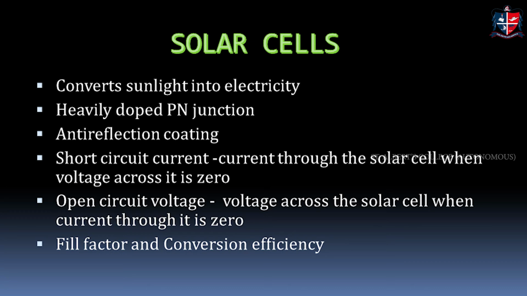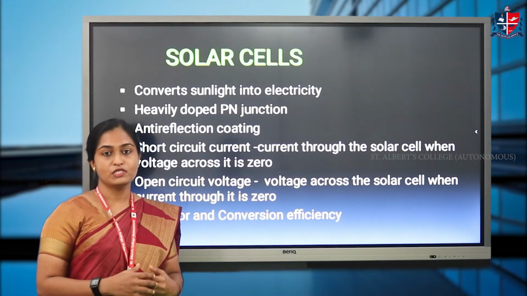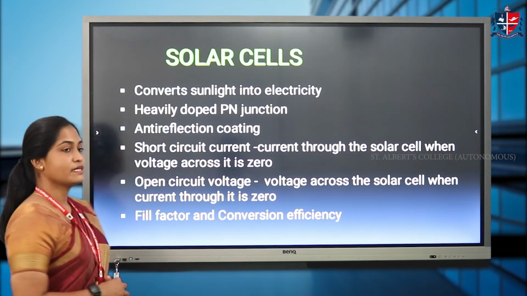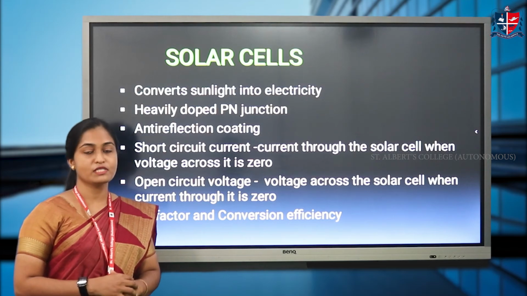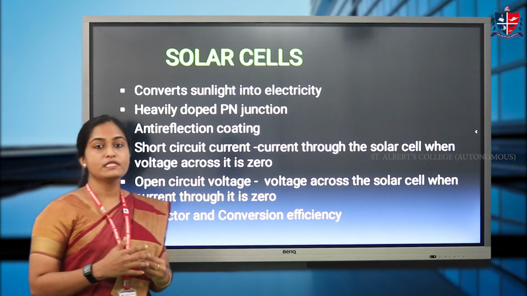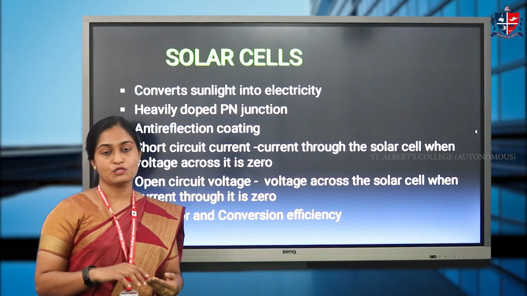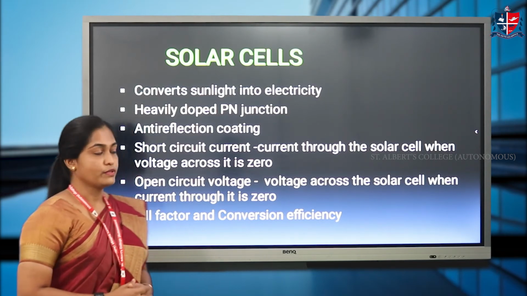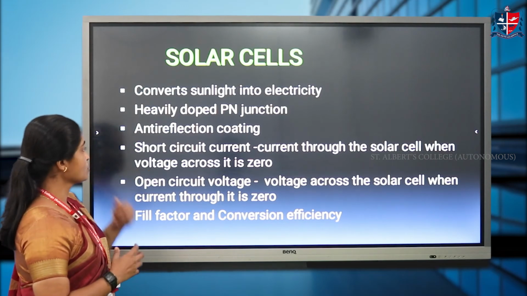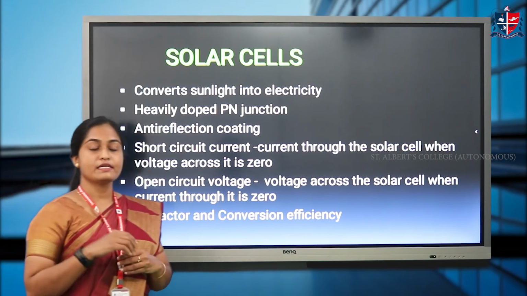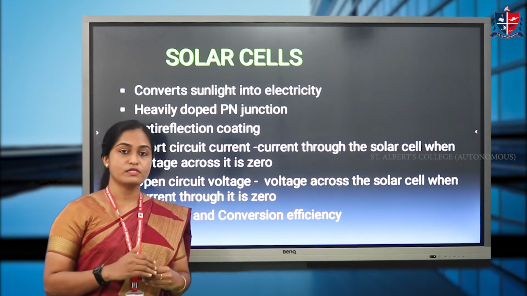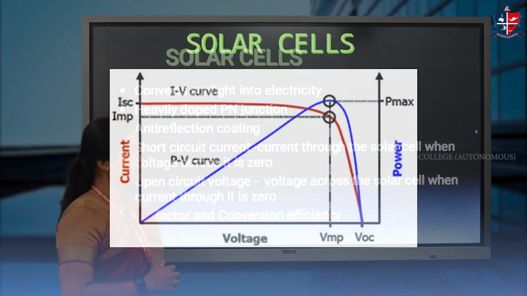Next is the solar cell. Solar cells convert solar light energy into electricity. So it converts sunlight into electricity. It is a heavily doped PN junction diode. It is similar to a normal diode, but it has a very large area. So we can call a solar cell a large area diode, a large area photodiode. It has an anti-reflection coating in order to reduce the light loss from reflection.